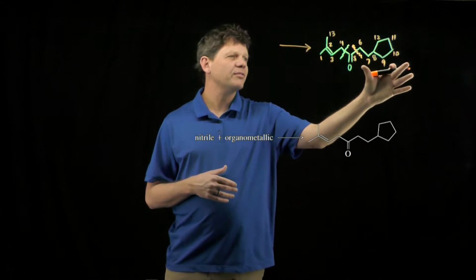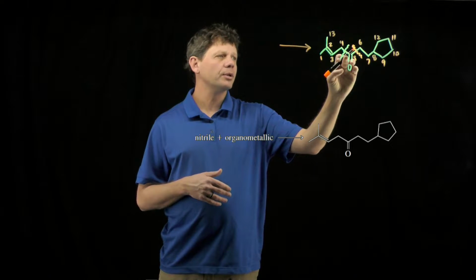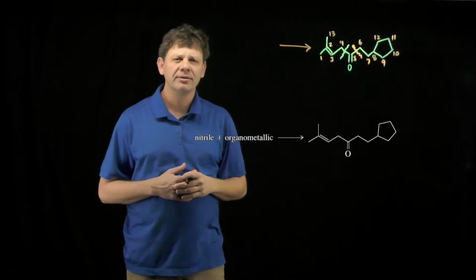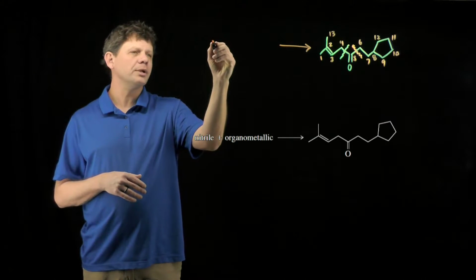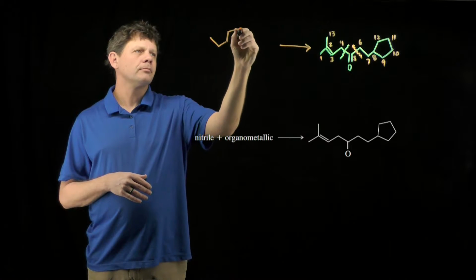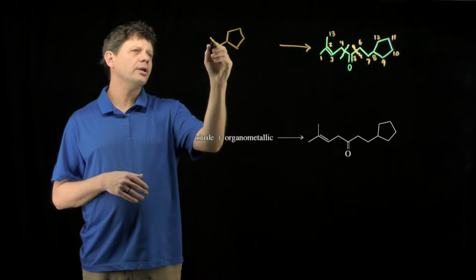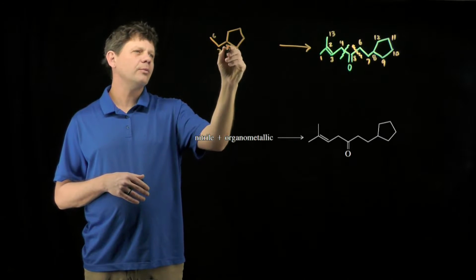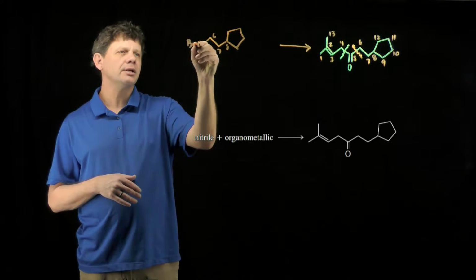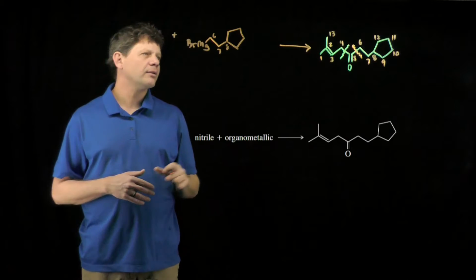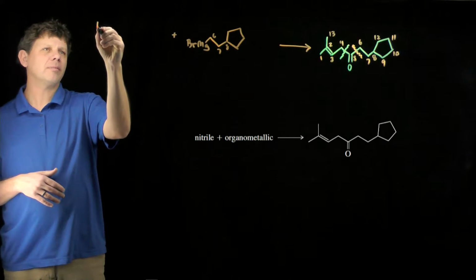If we're using the 5-6 bond and we know that carbon 5 is going to be the nitrile, that means carbon 6 is going to be the organometallic. Let's use a Grignard reagent, for example. So here is carbon 6, 7, 8. We don't need to number the rest, but we'll show our Grignard reagent here. And it can react with the rest of the molecule.